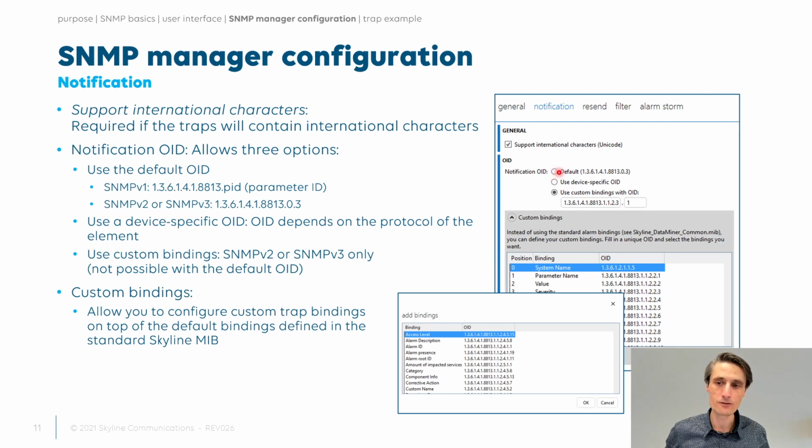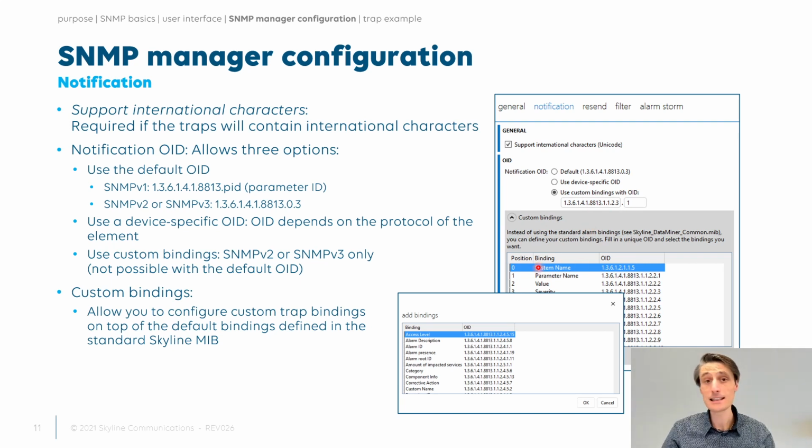So you can choose between the default one specified here, or using a device-specific OID, which is basically going to make sure that it's unique for the protocol of the element, so that all my Cisco switches and all my Microsoft servers have their specific OID. So that could be used, for instance, for filtering purposes on the other side. Or you can also go for a custom binding with the object identifier you specify here. It is all within the 8813, that's the Skyline object identifier, so it's always within that one.